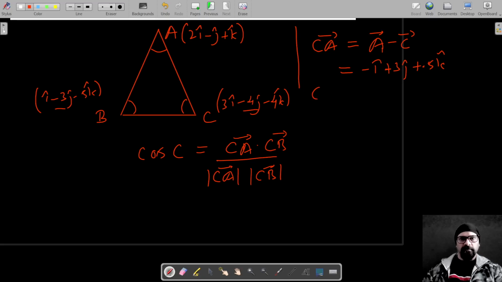Similarly, let's find out the CB vector. So CB vector is position vector B minus C. Position vector B, 1 minus 3 is minus 2 I cap, minus 3 minus of minus 4 is plus J cap, minus 5 minus of minus 4 is minus K cap. So CB is minus 2 I cap plus J cap minus K cap.